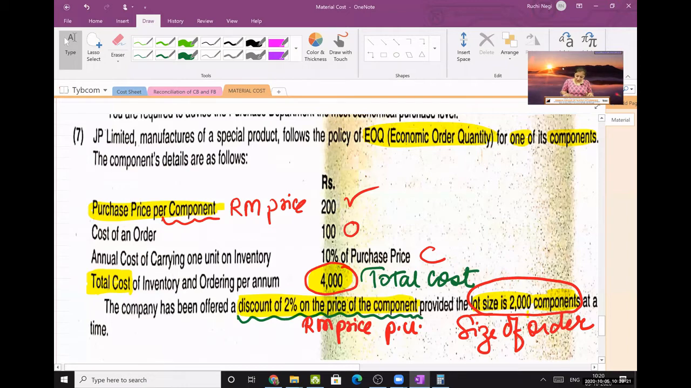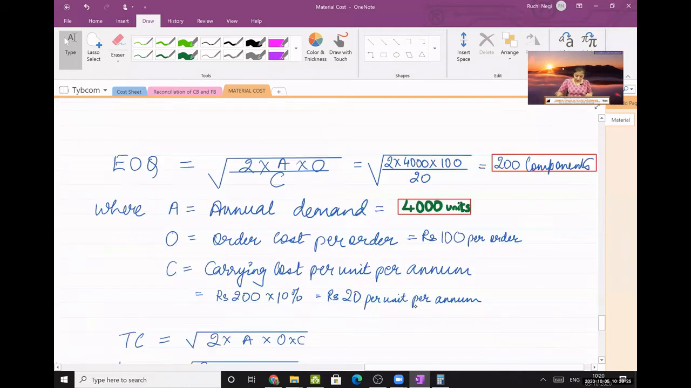Okay, so start. Write down EOQ, write the formula. Square root of 2AO upon C. So A I don't know. O I know. So you don't write A right now, don't write 4,000. We will first calculate it. This we don't know, so we'll have to calculate this.